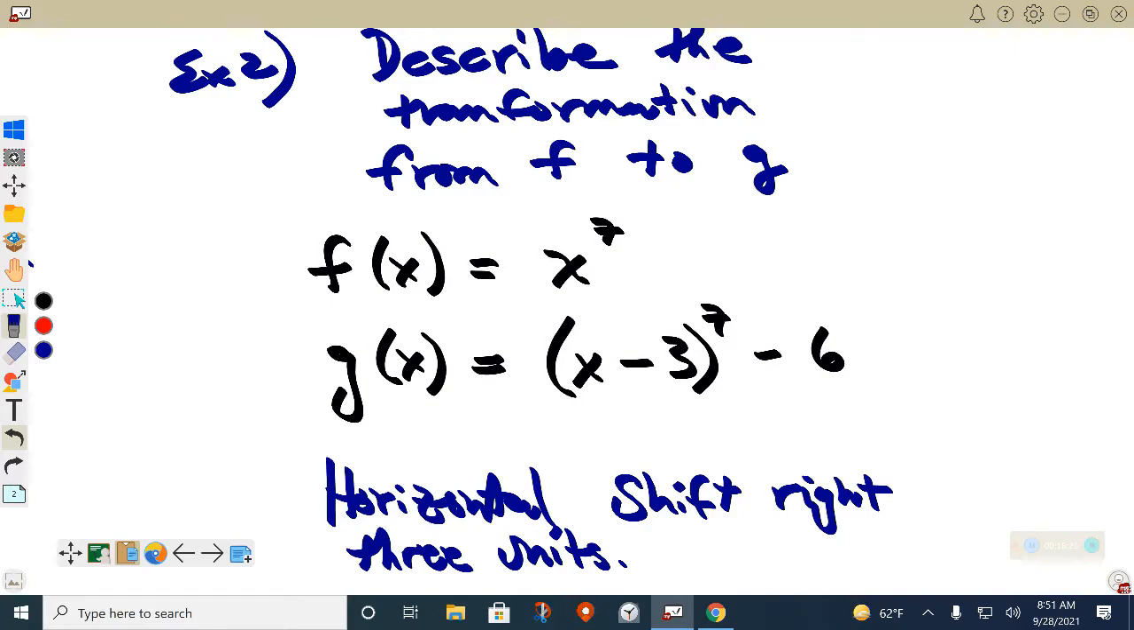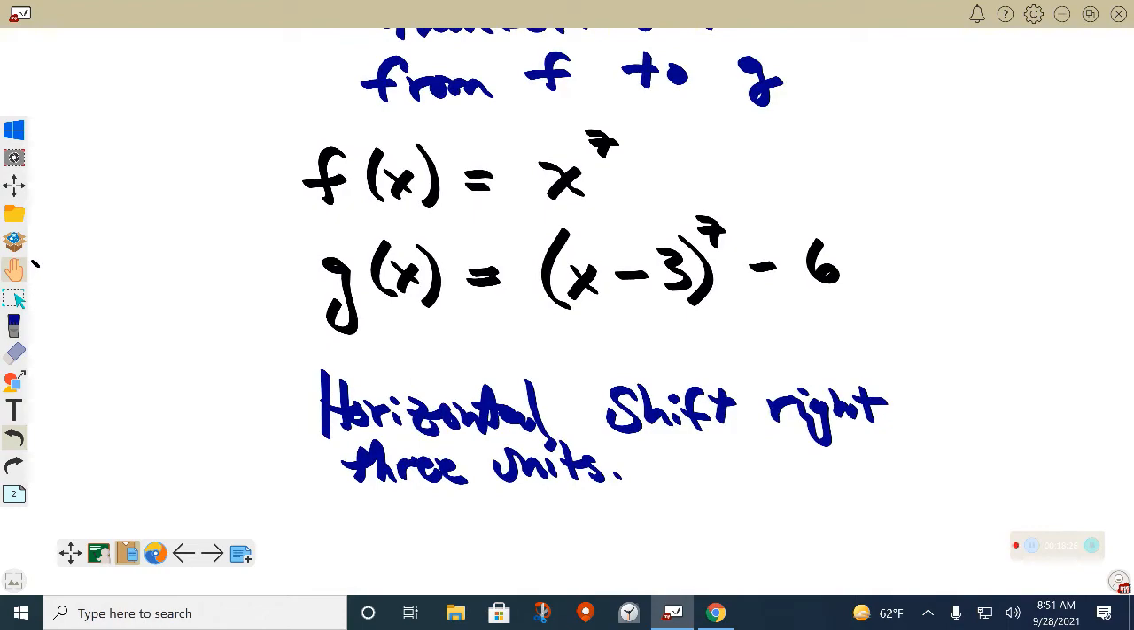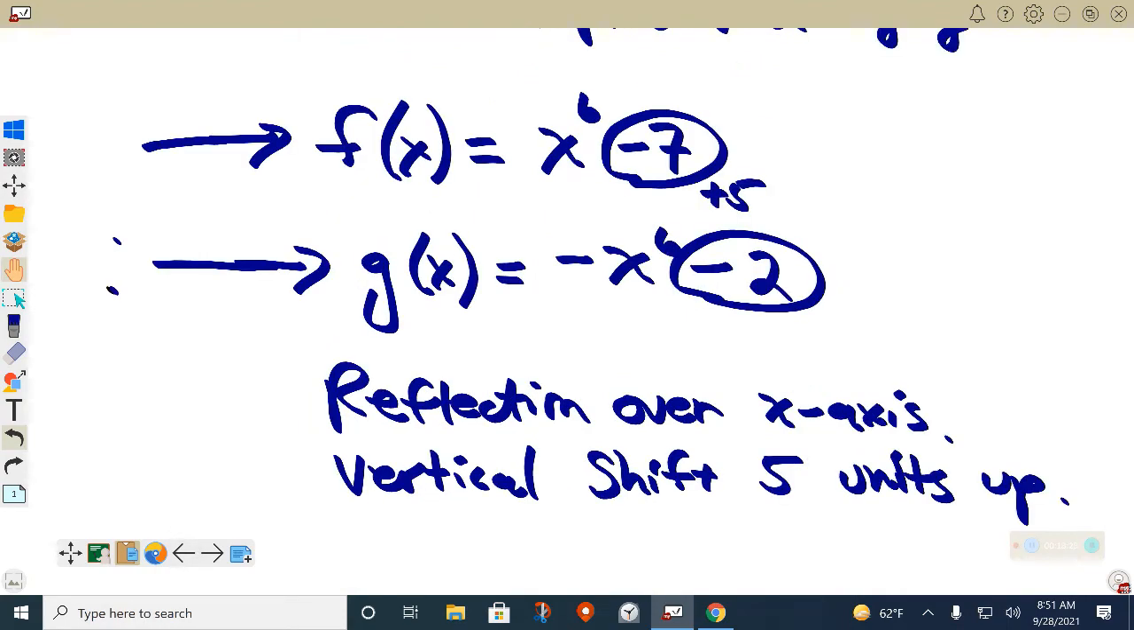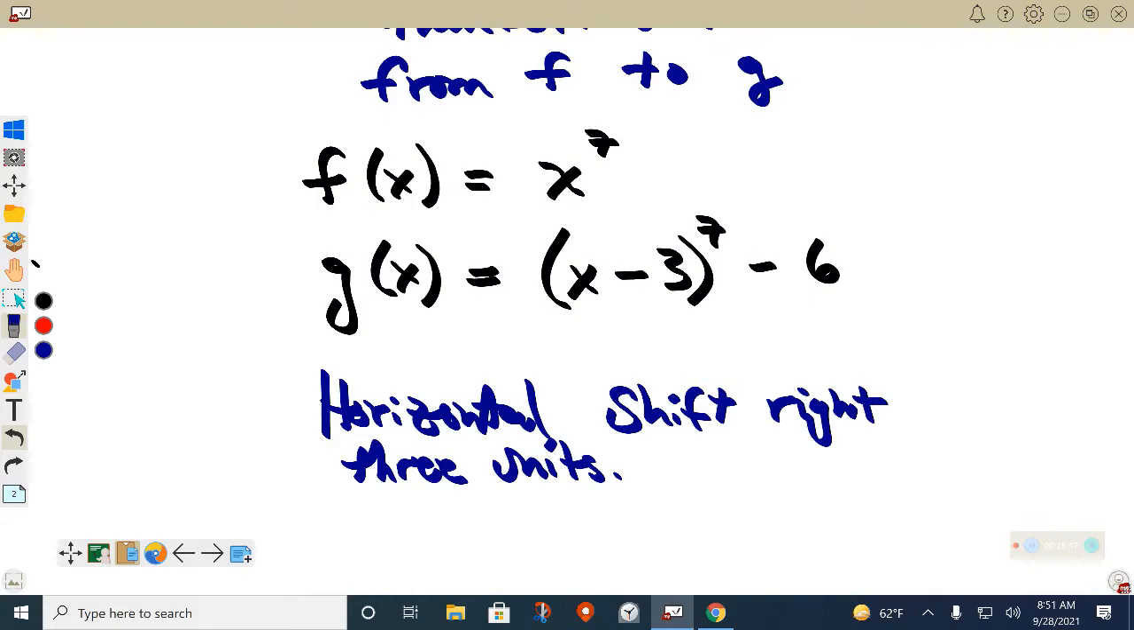And someone besides Diaz, what's going to be the minus 6? Anybody help? Let me look at my notes. So up or down, notice we're just adding numbers outside parentheses. So I know that's going to be a vertical translation. Minus is down. And a subtraction, so it's going to be 6 units down. So vertical translation, six units down.